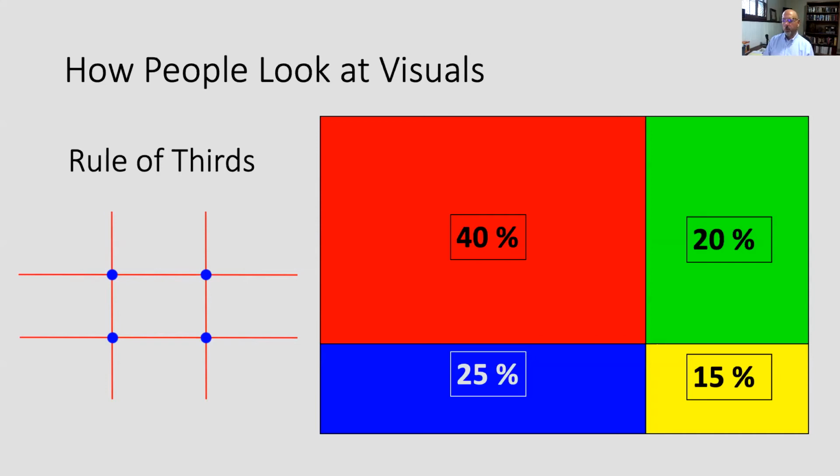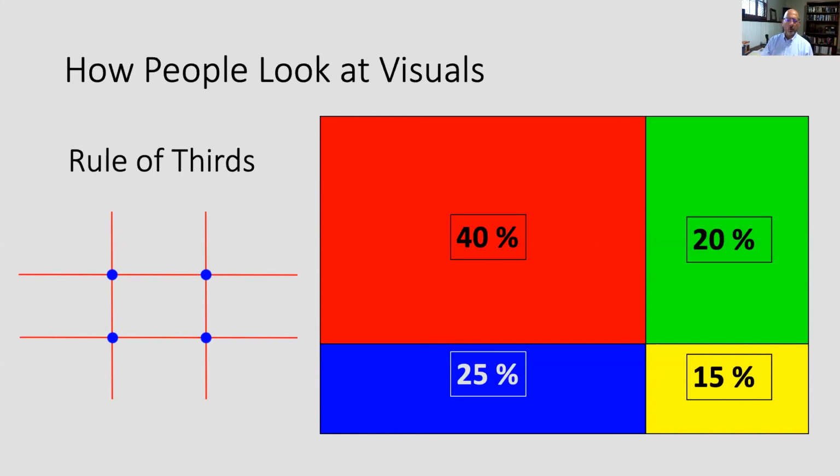These 4 blue dots represent those intersections. And the rule of thirds basically states that at those intersecting points, those are where the points of interest are for our image, and the viewer's eyes are going to be drawn there. But there is further research that goes even a little bit deeper into how people look at visuals.